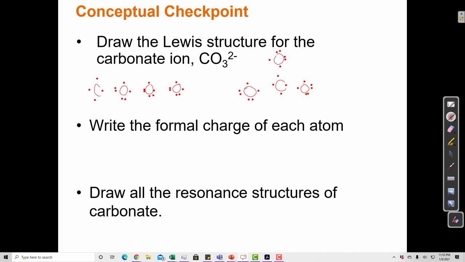we connect single electrons. There's a single and there's a single, for each of the three oxygens. So at this point, we've made three single bonds to oxygens. I have one electron left over on carbon, it's unpaired, and one electron on this oxygen, and one electron on this oxygen.